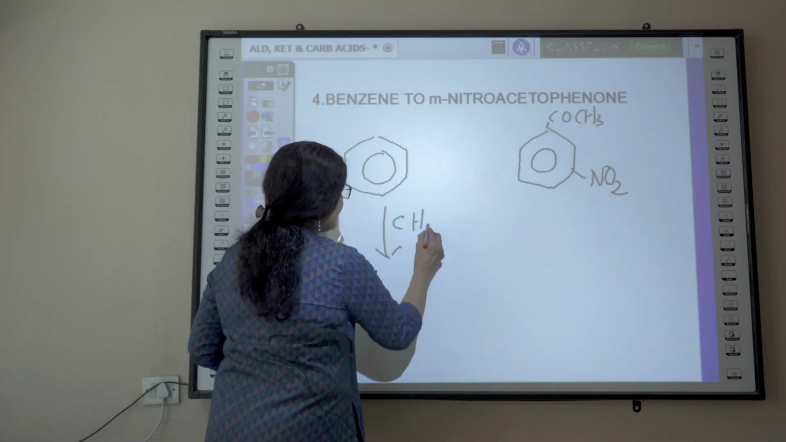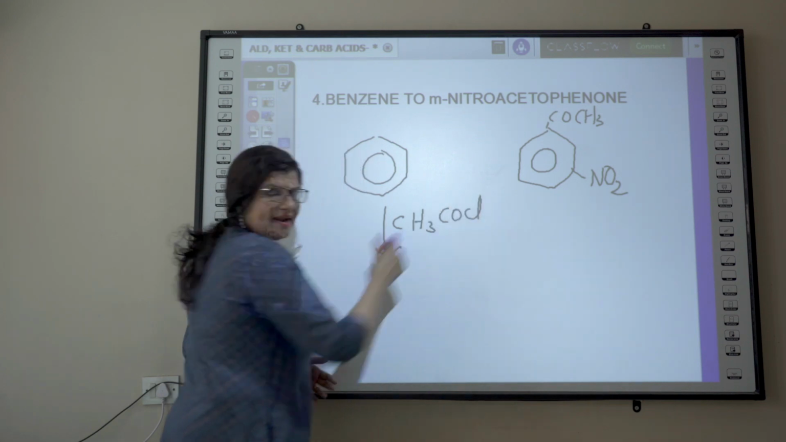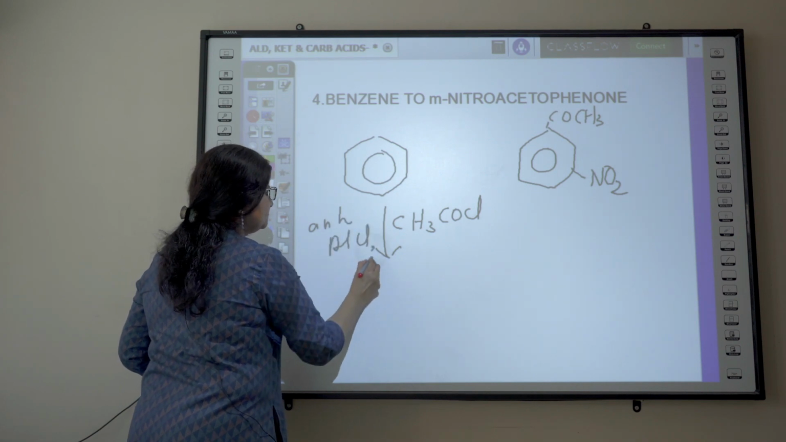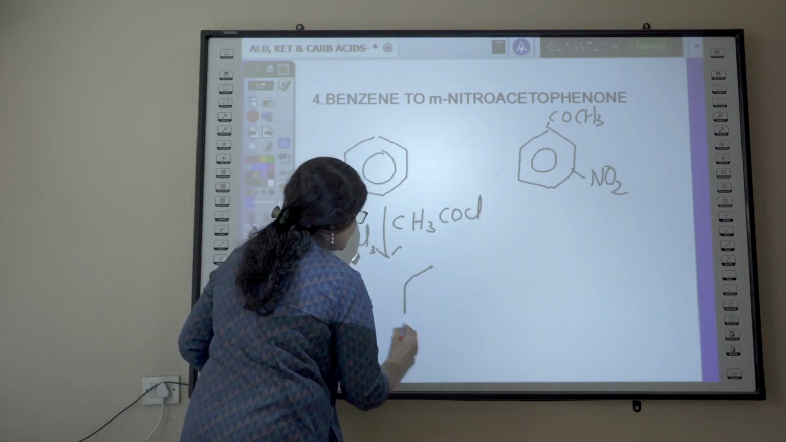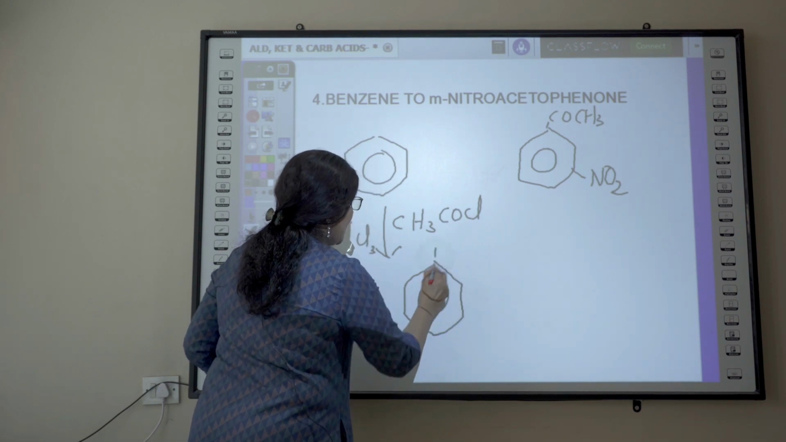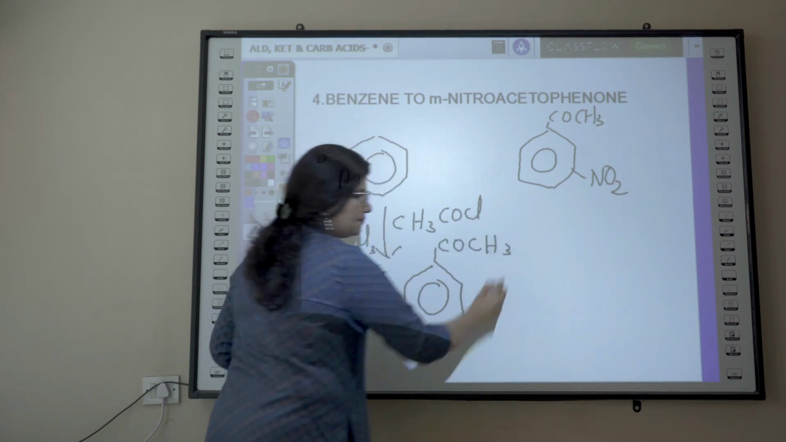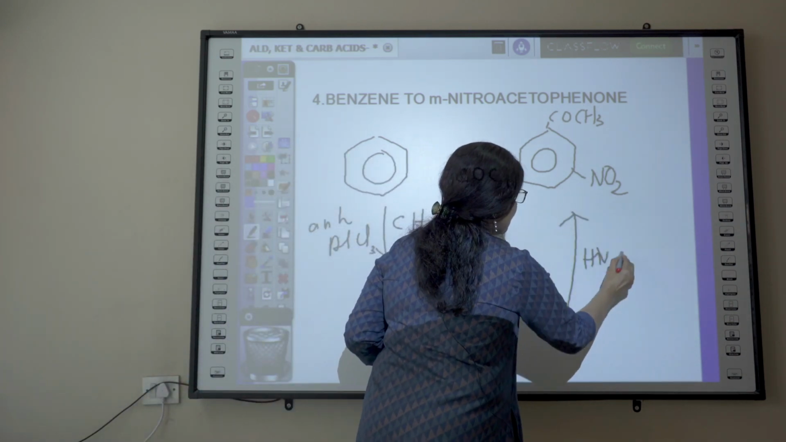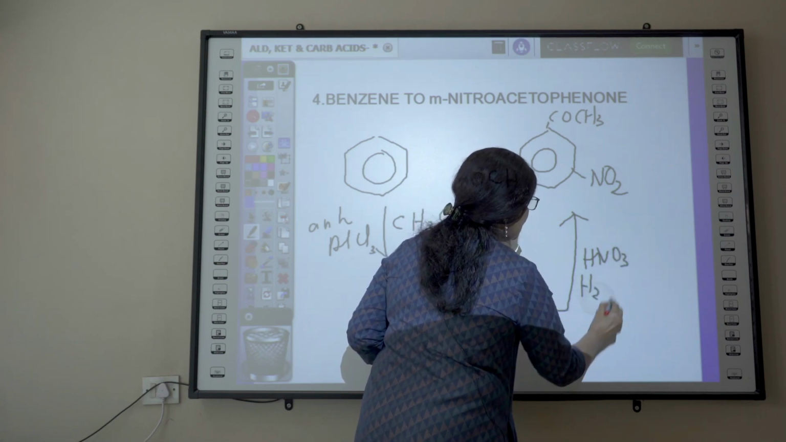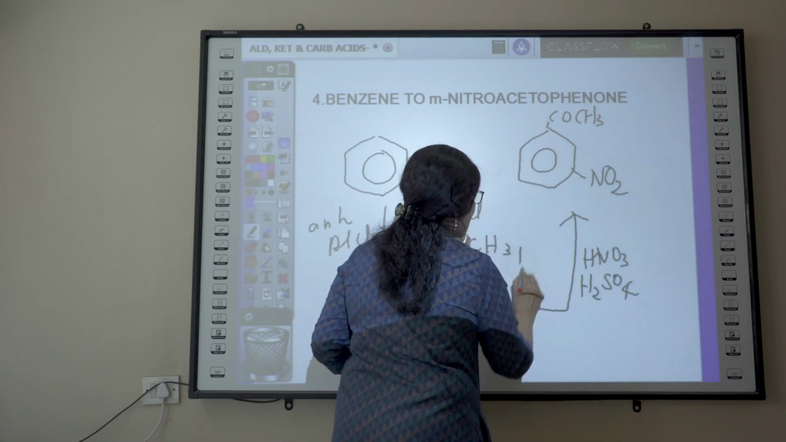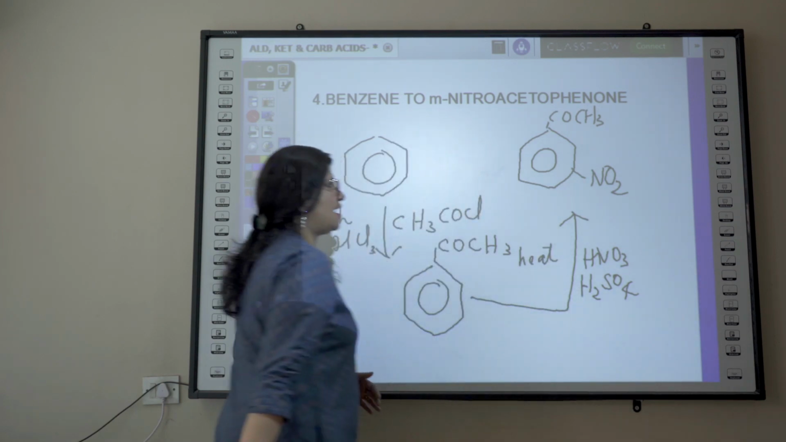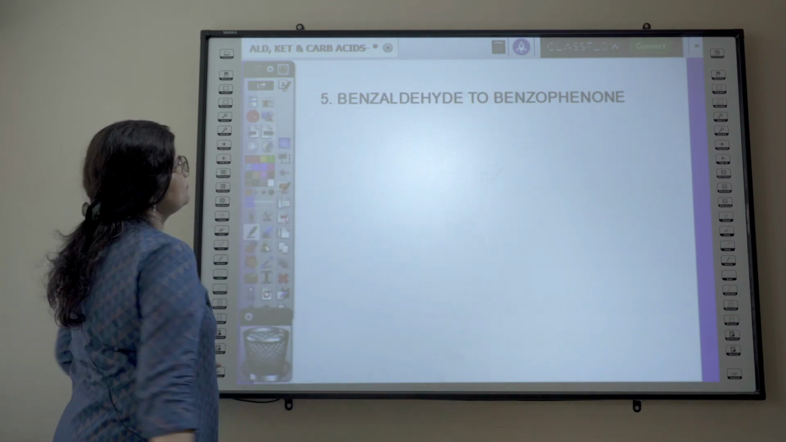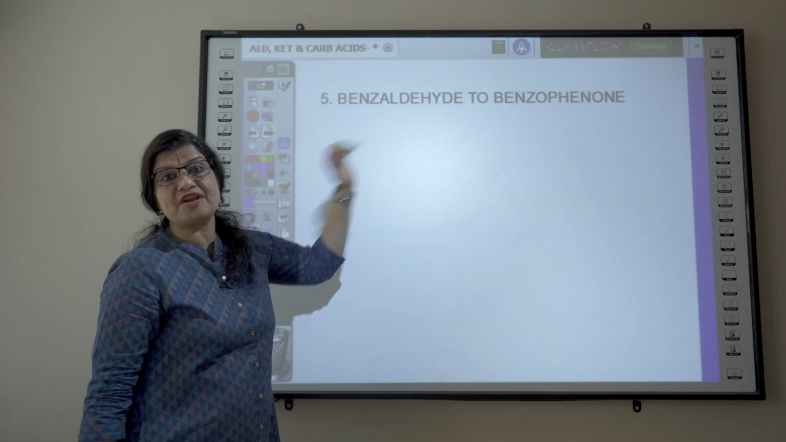So we have CH3COCl or anhydride in the presence of anhydrous aluminium chloride in the dark. So what you first get is acetophenone, COCH3. Now this acetophenone, when subjected to nitration in the presence of concentrated nitric acid, sulfuric acid and heat, you will get meta-nitroacetophenone. Alright?